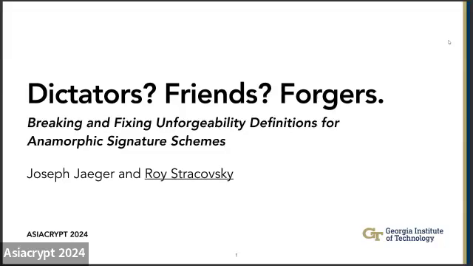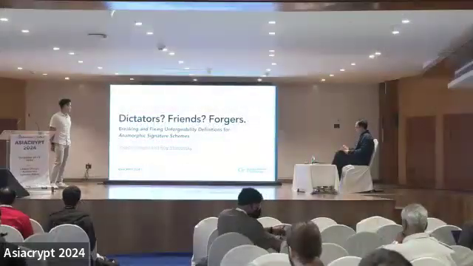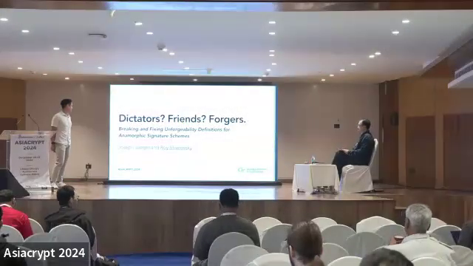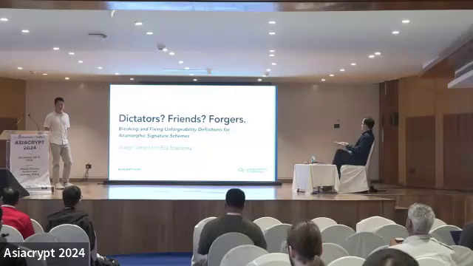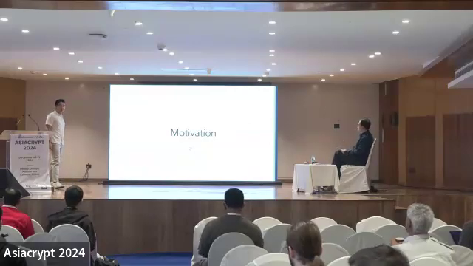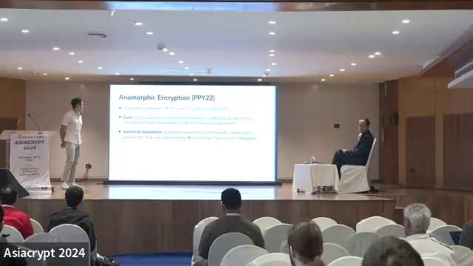Thanks for the great introduction. My name is Roy Strakowski, and I'll be presenting the paper Dictators, Friends, Forgers: Breaking and Fixing Unforgeability Definitions for Anamorphic Signature Schemes. This is joint work with Joseph Jaeger. I'll begin with a little bit of motivation first, as well as some background.